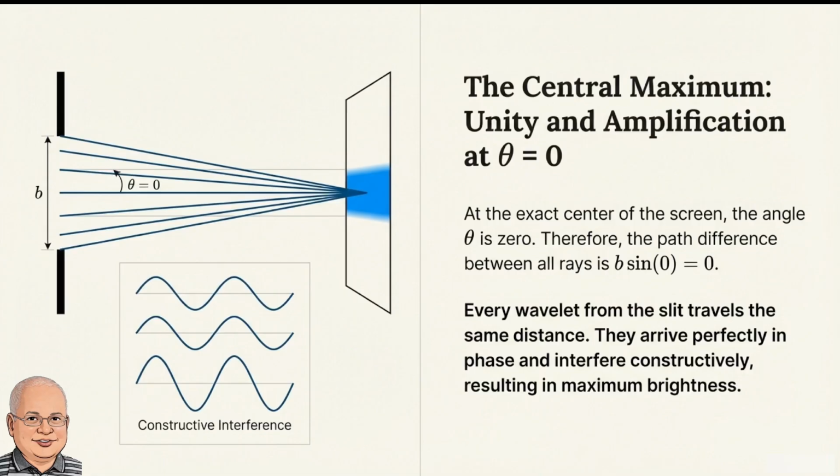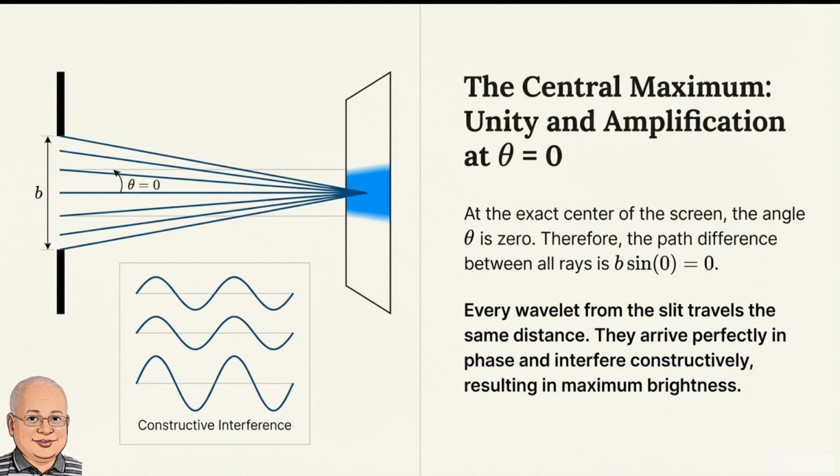Now, how do you get the central maximum that we have discussed? It is unity and amplification at theta equal to 0. At the exact center of the screen, the angle theta is equal to 0. Remember, what we are seeing here is a magnified view. So theta is very small, approximately equal to 0, so we can take it as 0. Therefore, the path difference between all rays is B sine theta, which is B sine 0, which is 0.